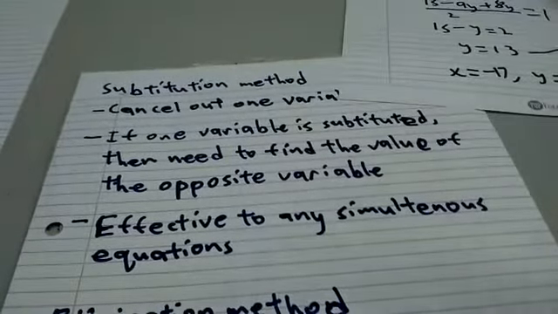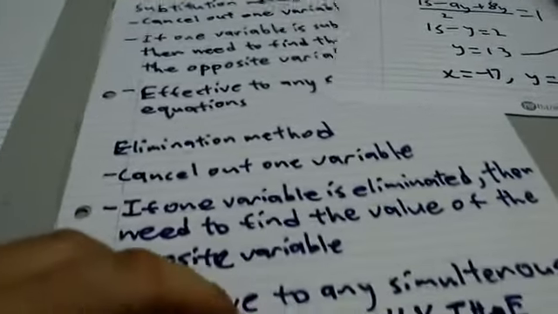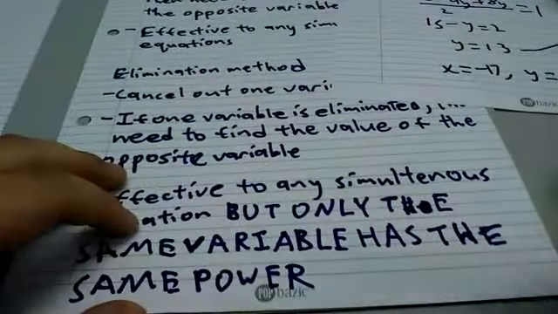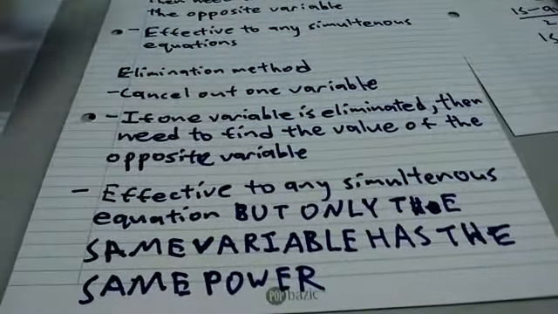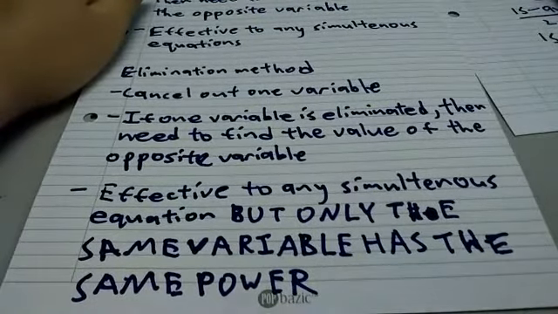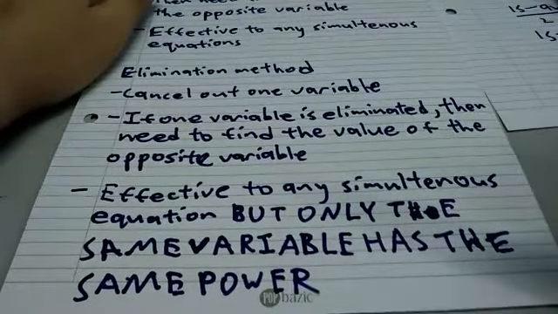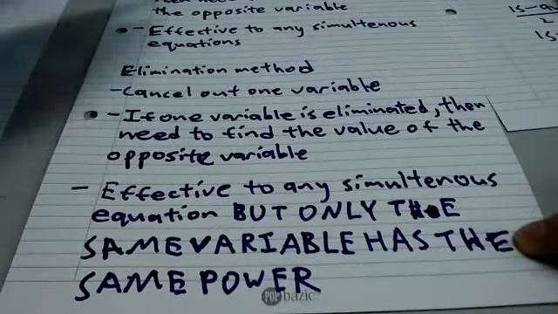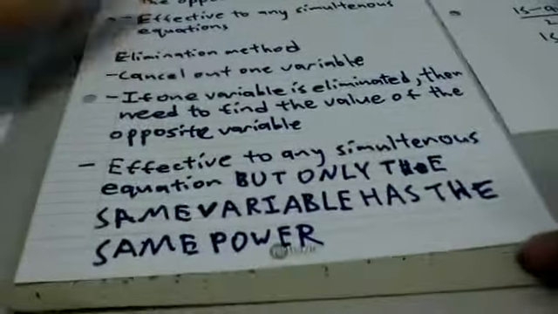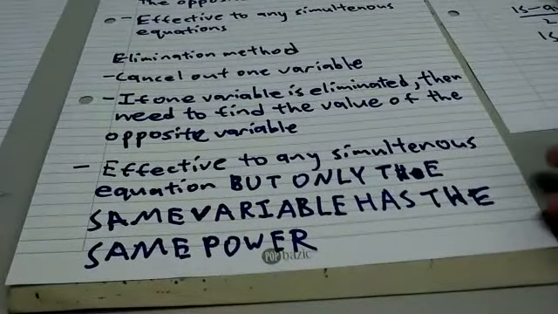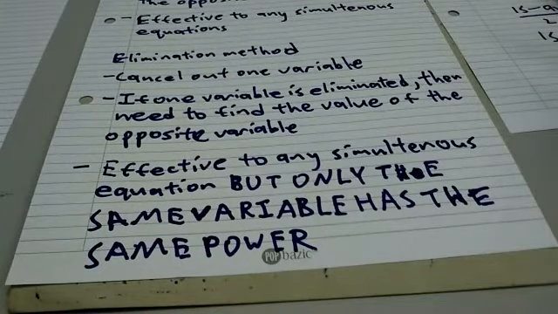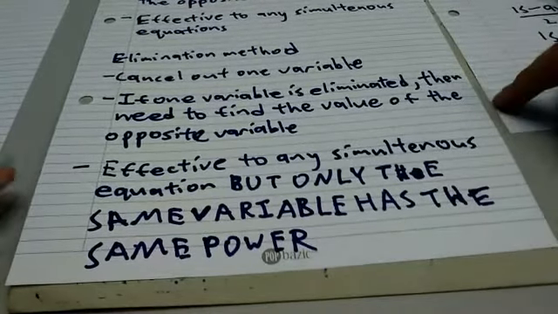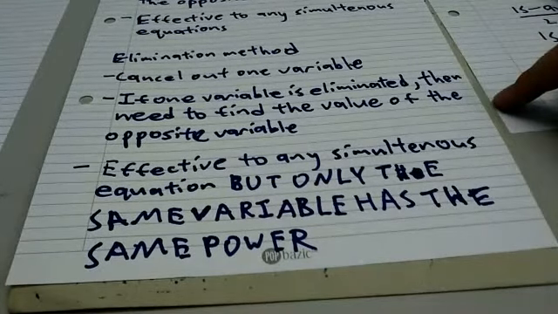And the elimination method is quite a bit different, but it's still going with the same concept. It will still cancel one variable, and one variable is eliminated. You need to find the value of the opposite variable. Then the difference between these two methods is the third point. It is not effective to every simultaneous equation, because it will only work when the same variable has the same power.